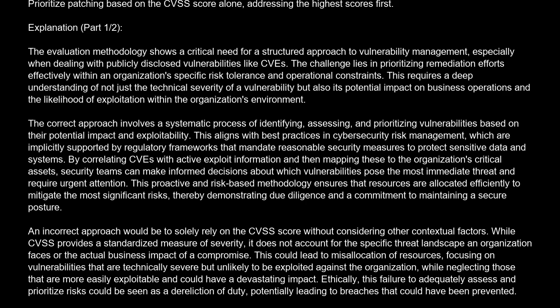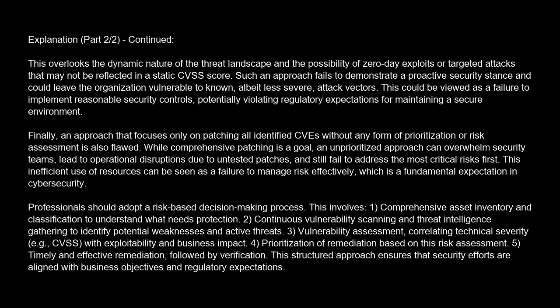Another incorrect approach is to ignore vulnerabilities that have a lower CVSS score, even if they are actively being exploited in the wild. This overlooks the dynamic nature of the threat landscape and the possibility of zero-day exploits or targeted attacks that may not be reflected in a static CVSS score. Such an approach fails to demonstrate a proactive security stance and could leave the organization vulnerable to known, albeit less severe, attack vectors. This could be viewed as a failure to implement reasonable security controls, potentially violating regulatory expectations for maintaining a secure environment.